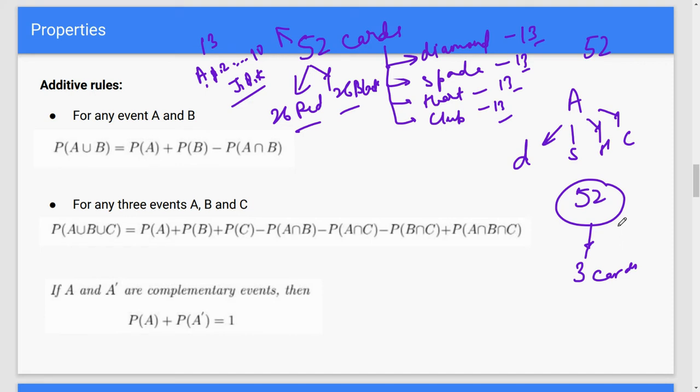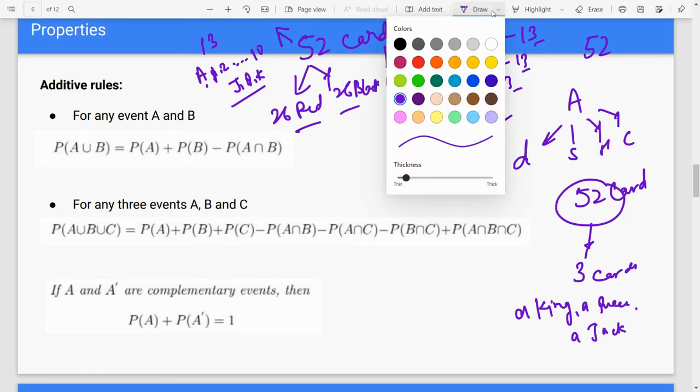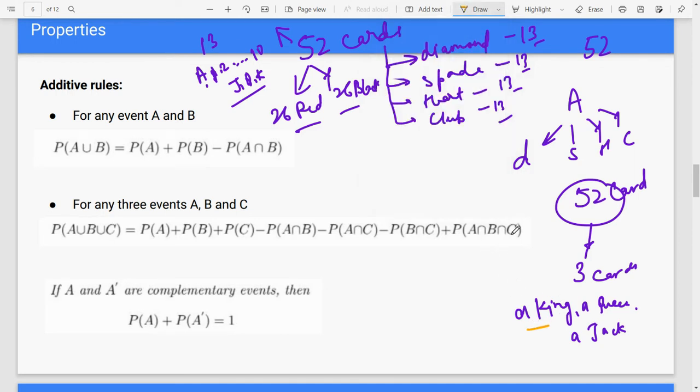Find the probability of drawing a king, a queen, and a jack. Jack is what people call a gulam in Hindi. So there are 52 cards, and you are just randomly pulling three cards. What is the probability that out of these three cards you have one king, one queen, and one jack? So what is this probability?